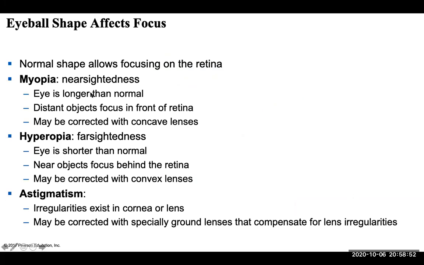Myopia is nearsightedness. That's what most of us have who can't see things far away. This is where the eye is longer than normal. The distant objects are focused in front of the retina, and it may be corrected with concave lenses. Hyperopia is farsightedness, where it's more difficult to see things close up. The eye is shorter than normal. And astigmatism are irregularities that exist in the cornea or the lens.